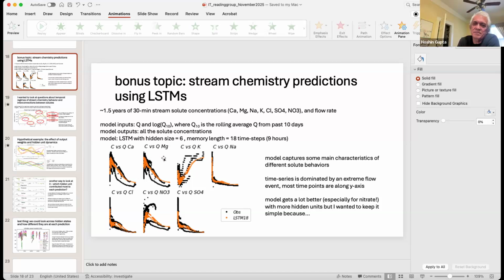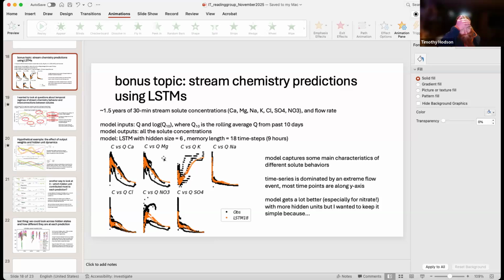Sorry, these are just held out data, right? Just to finish my comment, burying the thing in the LSTM is not nearly as satisfying as putting it in as an input, because then you can't explain it once it's buried. Yeah, go ahead, Joe.